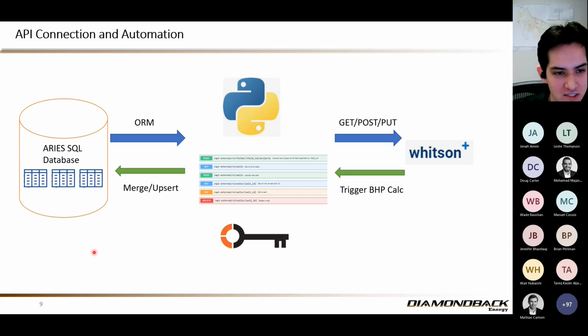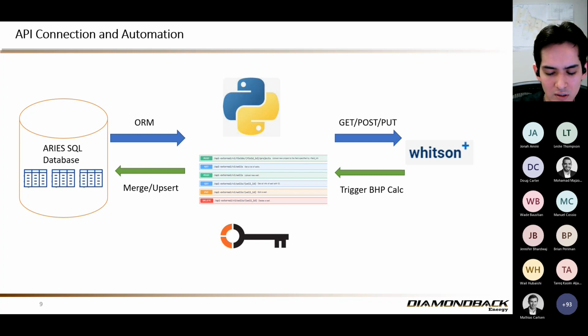But what we did, like I mentioned before, we had all of our data in our SQL databases. So we'd pull all of our production data, all of our well view data through SQL and throw it into Ping's Python code and use Whitson's API, their get, post, and put to upload all that data into Whitson. Then using their API, we trigger the bottom hole pressure calculation and get all that data and merge it into our Aries SQL database. So this is kind of the automation process that we've got.